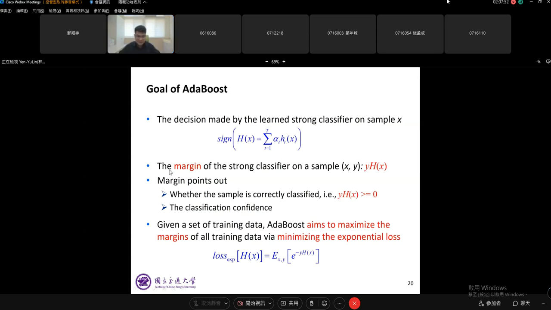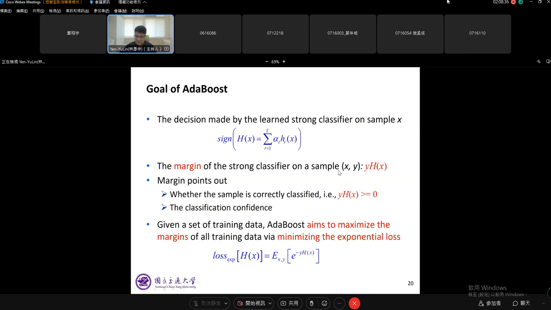Okay, let's look at the definition of this term, margin. The margin of the strong classifier on one particular data point is defined in this way. H is the strong classifier. So we apply H to the feature vector of the input data point x, and we calculate the multiplication of the label y and h of x. This term is defined as the margin for this strong classifier on one particular data point (x, y).